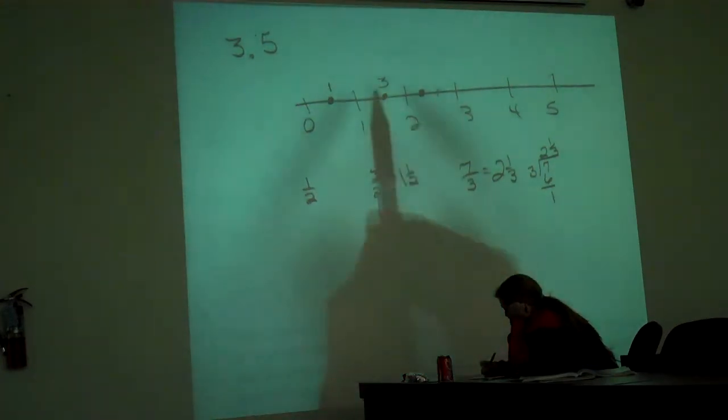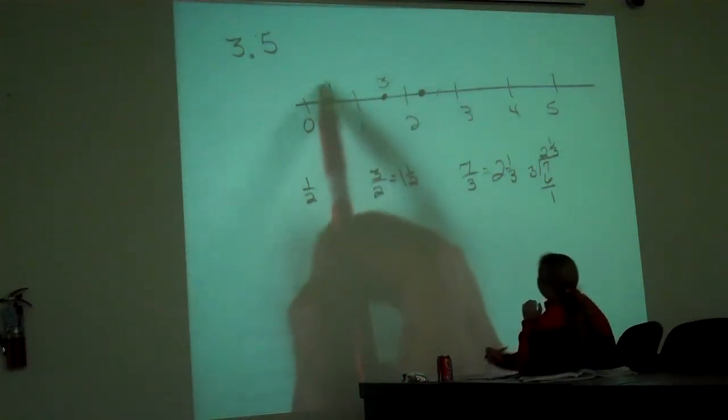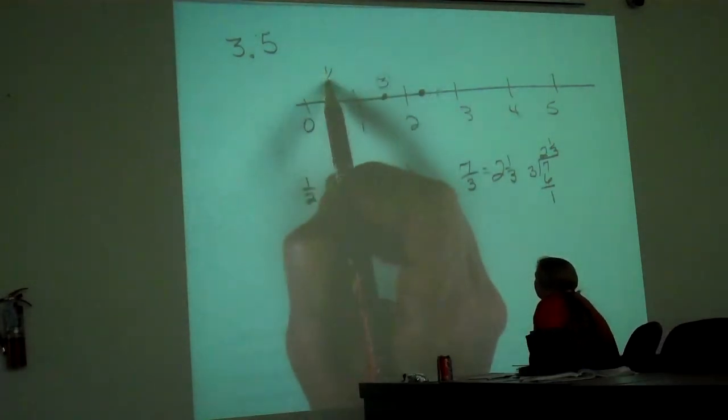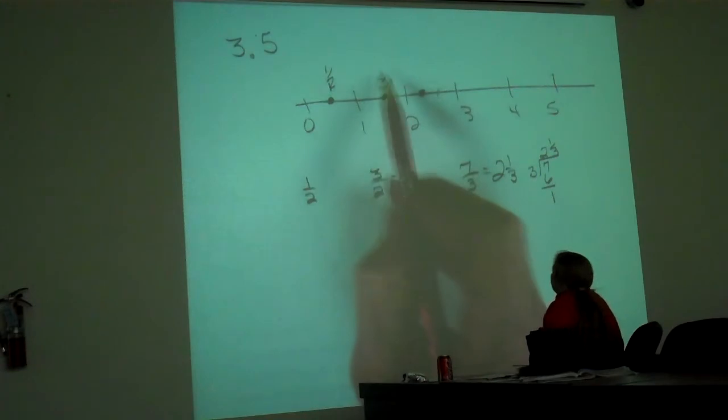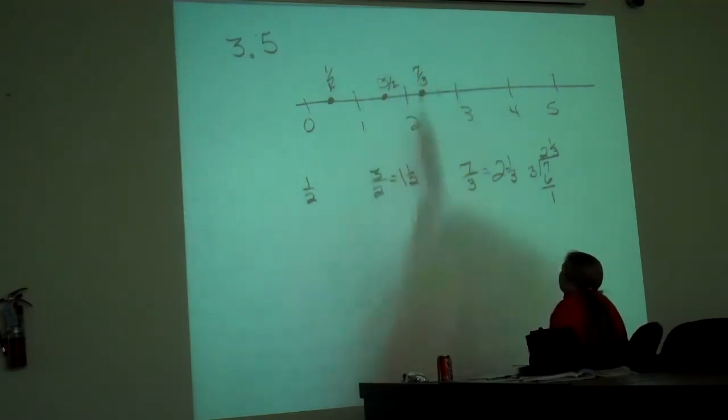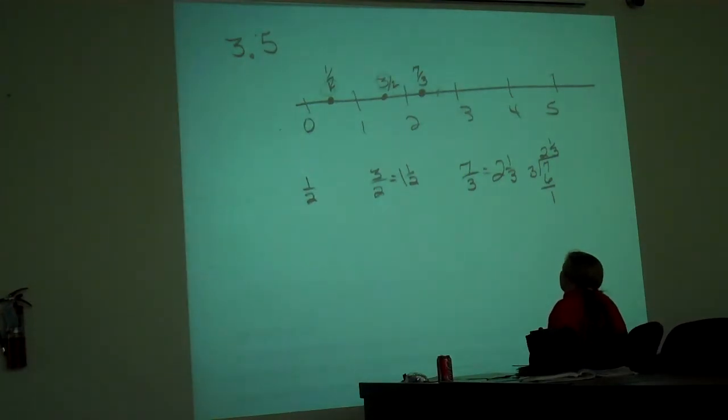Okay? You can either write the number of the problem up here, or you could write, like, this was 1/2, number 3 was 3/2, this would be 7/3, okay? You don't have to write a separate number line for each problem you do, okay?